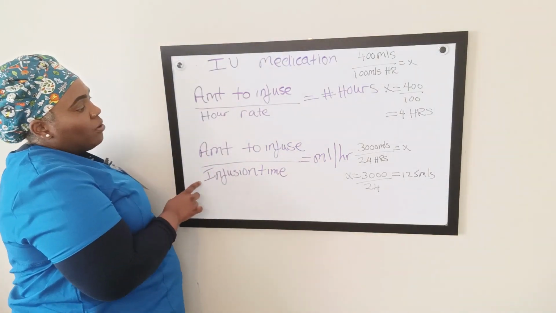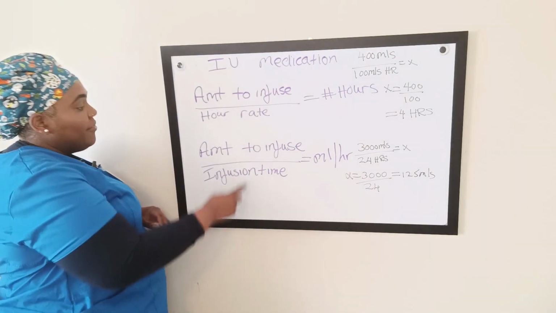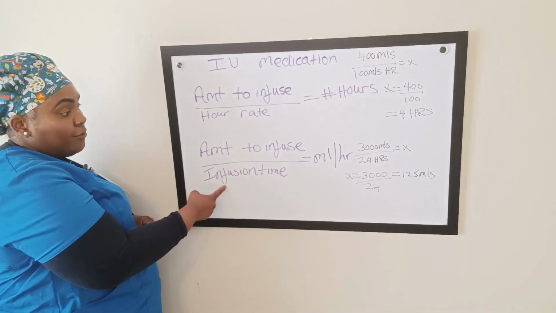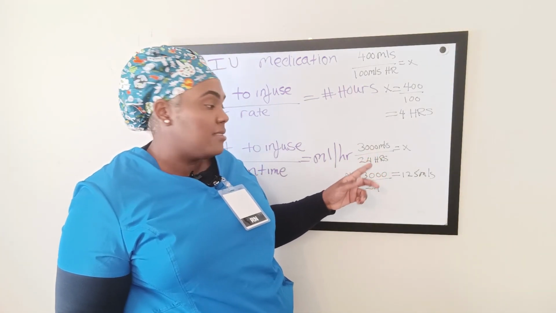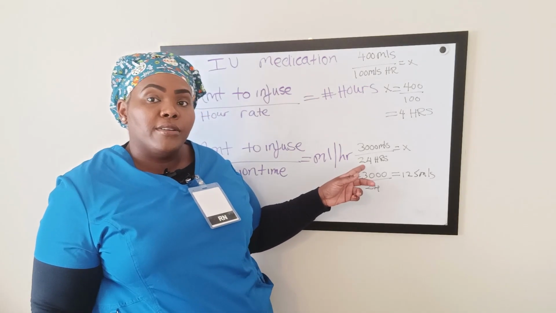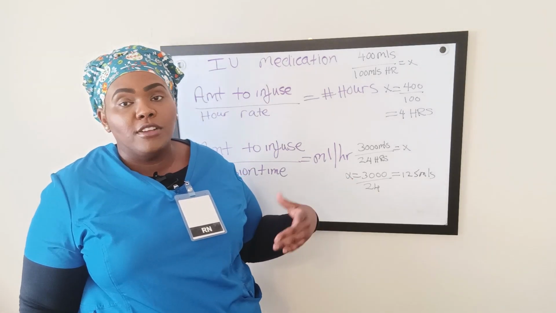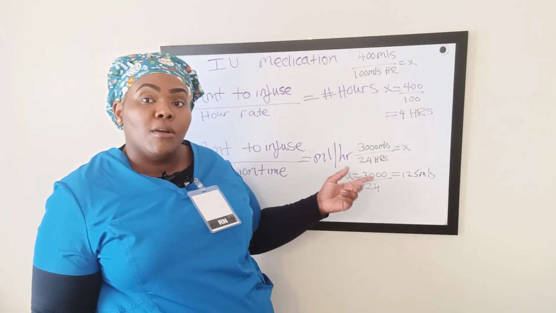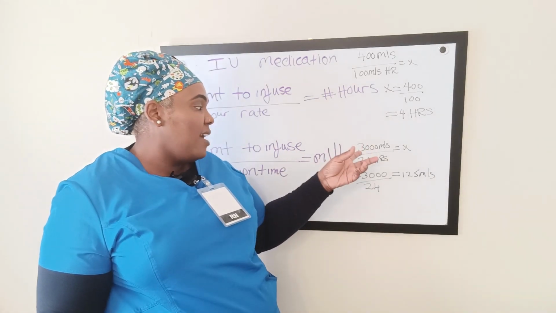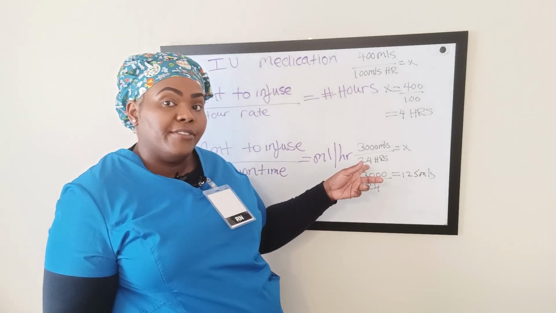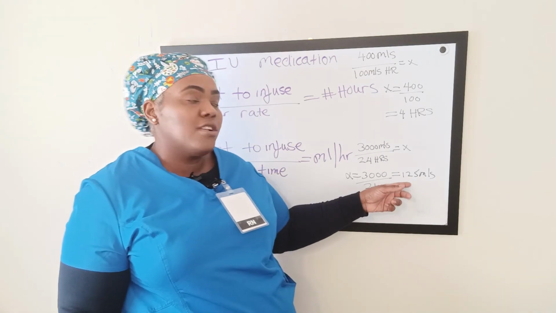Now we're trying to figure out our rate per hour. So we have the amount to infuse divided by the infusion time. In this scenario, we have an order to give 3,000 mils over 24 hours. Sometimes you see the doctor order: give this patient 1,000 mils over 5 hours, or over 2 hours. This is how you find out what your infusion rate is supposed to be. You divide the amount you have to infuse by the time you are given to infuse it. So 3,000 divided by 24 hours equals 125.